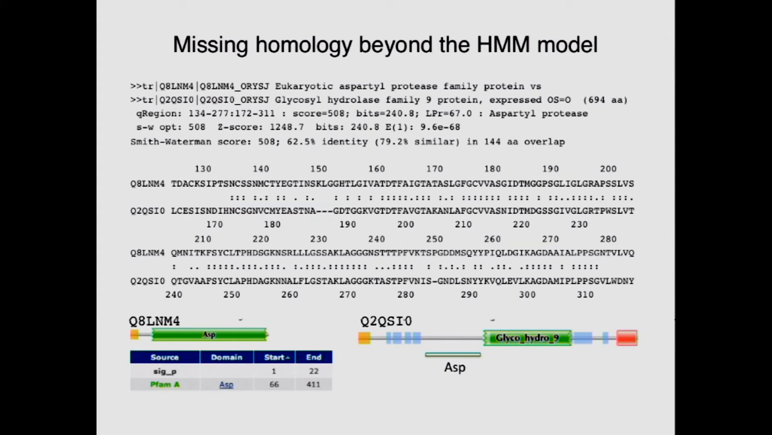The last thing I want to say is that all of these methods, just as I was saying earlier when I was finishing up talking about PSI-BLAST, they all miss stuff. All the interesting protein families are big enough that you cannot represent all the members of the family just with one model. You can't do it with one PSSM. You can't do it with one hidden Markov model.